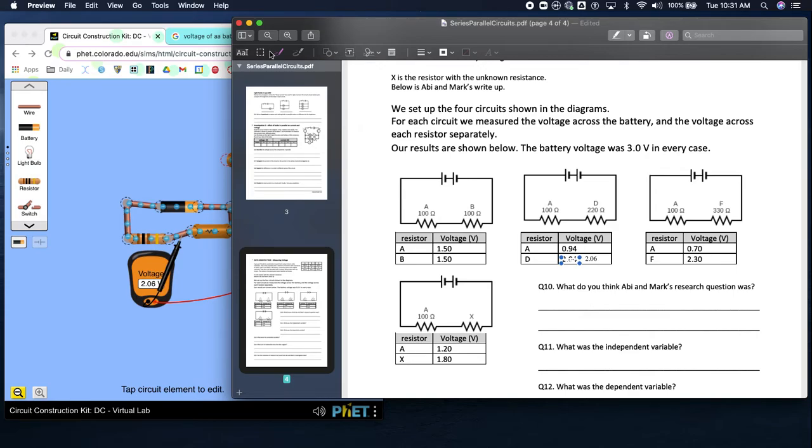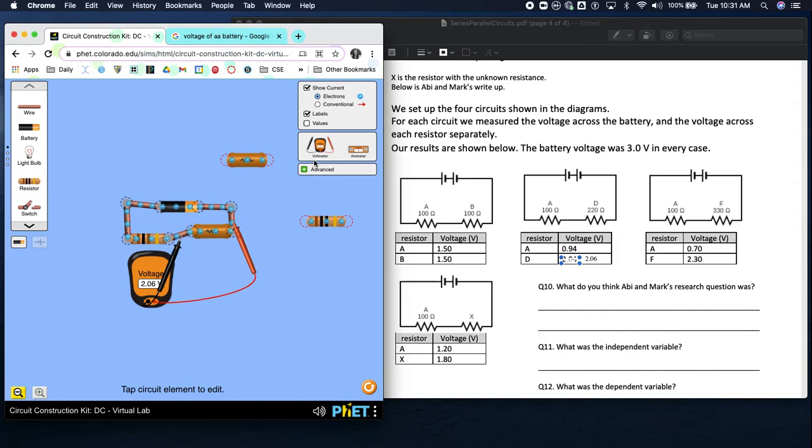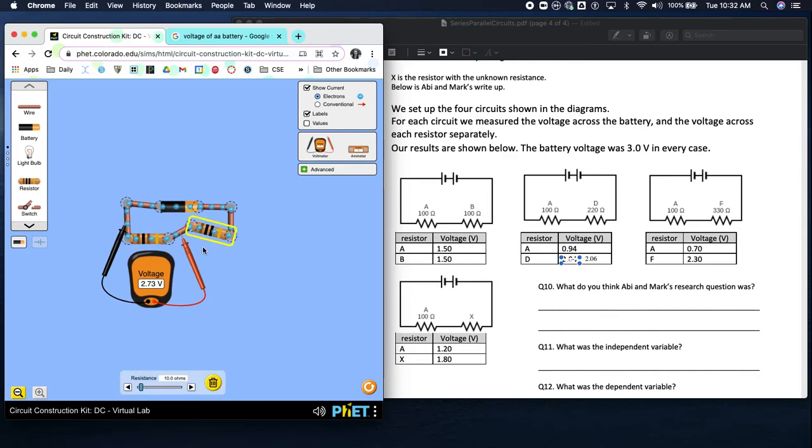Now, we want to test the next one, and that's with resistor F of 330 ohms. All right, total voltage is 3 volts, 0.7 for this guy right here for resistor A. Resistor F is 2.3. Okay, so far so good. All right, now we need to measure our unknown resistor. Okay, total volts is 3. Resistor A, we don't know what this resistor is, so we can't actually do that.